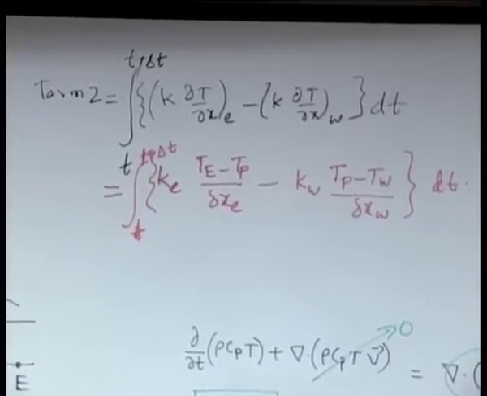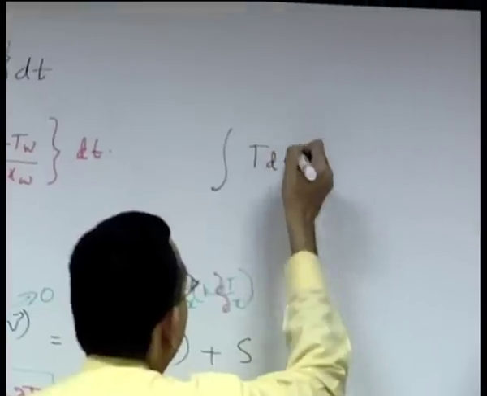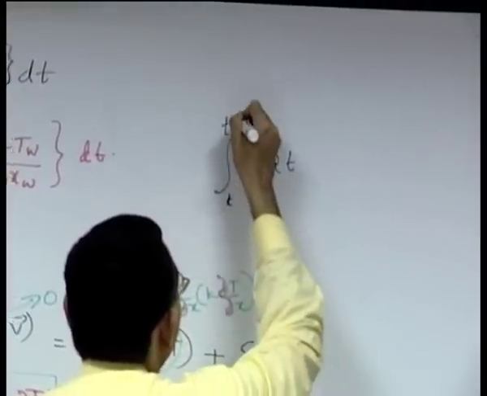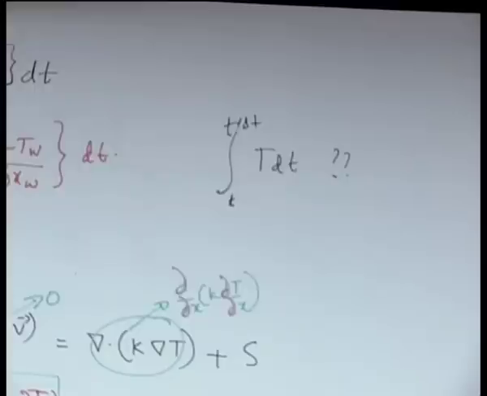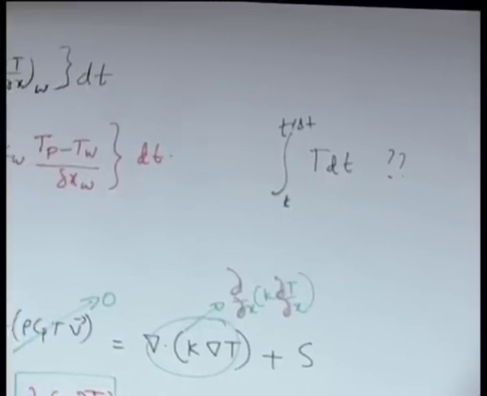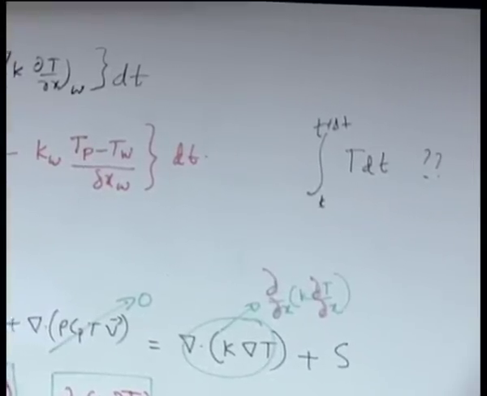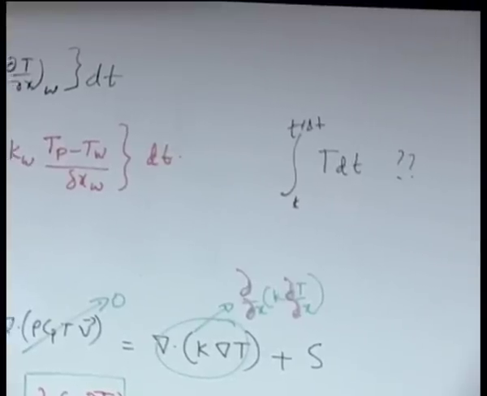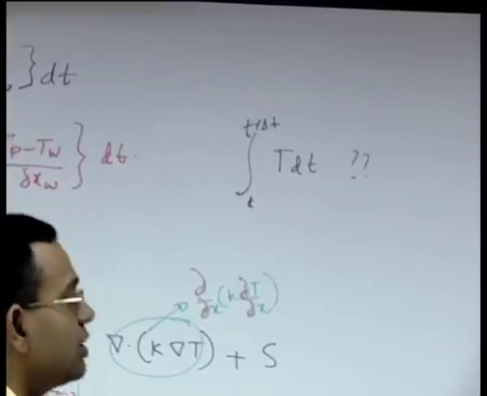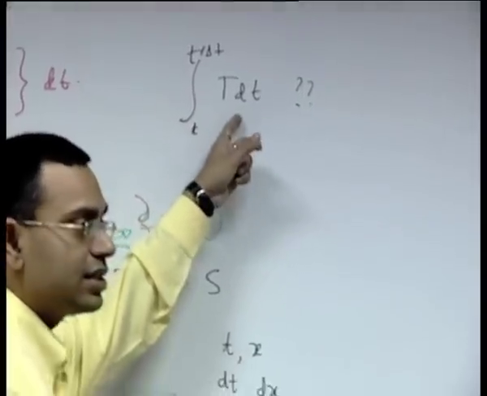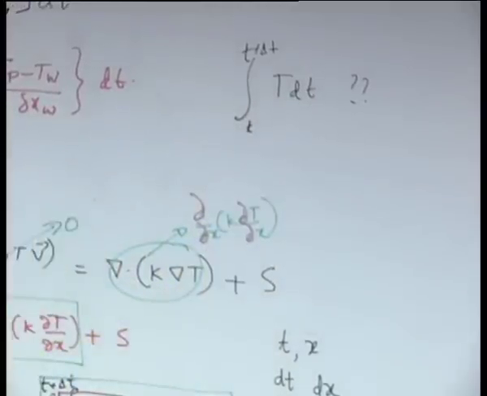So essentially your question is that you want to evaluate terms of the form integral of T dt from t to t plus delta t. So how to do it? It requires again a profile assumption for temperature over time. Just like you require a profile assumption for temperature over space to evaluate integral T dx, similarly you require a profile assumption of temperature over time to evaluate integral of T dt.